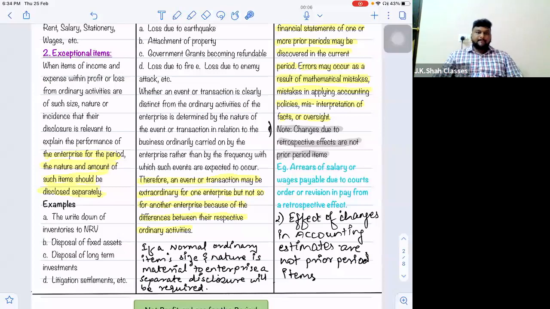Yes, Diksha. So, if there is a drastic increase in the price of raw materials, should a separate disclosure be given for that also? Depends whether it is material for an enterprise or not. Because raw material purchase, at the end of the day, is an ordinary item. So if the ordinary item's size and nature is important for the enterprise, then yes, you can give a separate disclosure for it. Okay, thank you, sir.